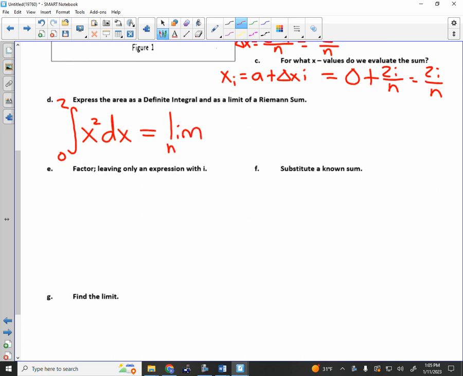The limit as n goes to infinity of the sum from i equals 1. We start with the first rectangle. We go to n number of rectangles, and what are we pushing n to? So we're going to start with 1 and go to infinity. We're actually adding up an infinite number of rectangles.